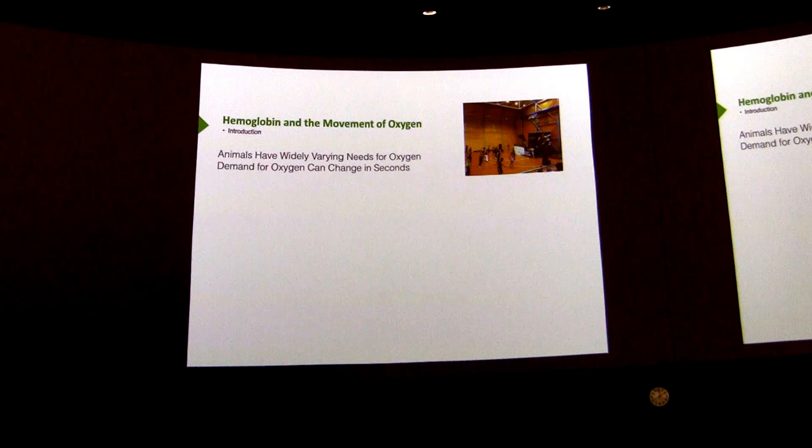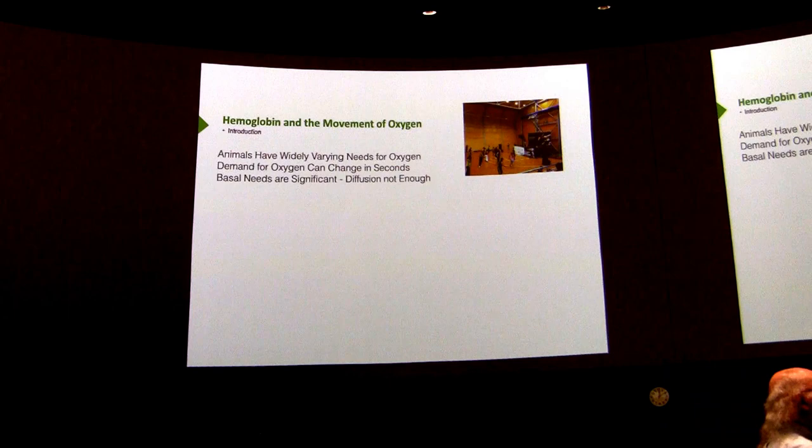Animals have very widely varying needs for oxygen. We need oxygen at a different level sitting down here than we do out running on the track, different than we do when we're sleeping, etc. And we have places deep in our body where we need to get oxygen that hemoglobin delivers to. The demand for oxygen can change, as they say, in seconds. If the fire alarm went off in here, we would immediately jump up, get out of here, and our need for oxygen would be satisfied by the fact that hemoglobin is able to deliver widely varying amounts of oxygen.